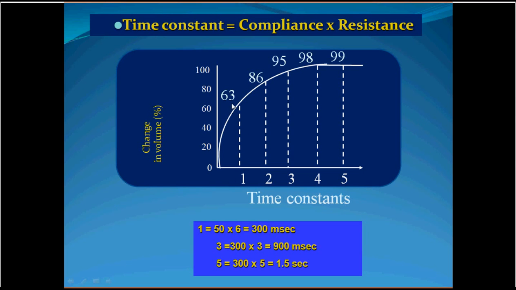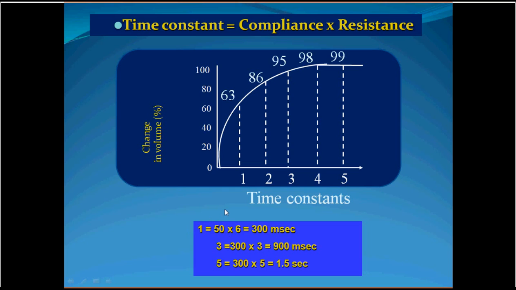So this is the expiratory time constant. About 63% of the tidal volume will be exhaled in one time constant. This is one time constant, this is two time constants, this is three time constants. One time constant means the exhalation of about 60% of the tidal volume. Usually we take three time constants.